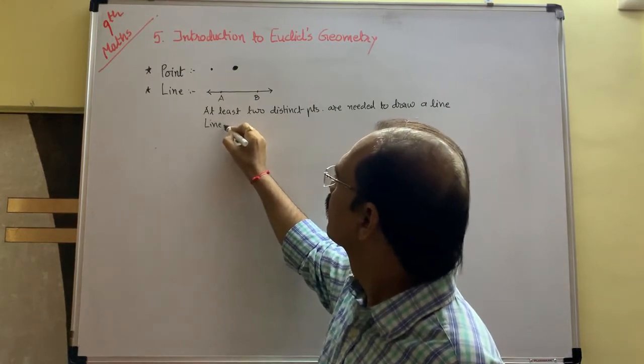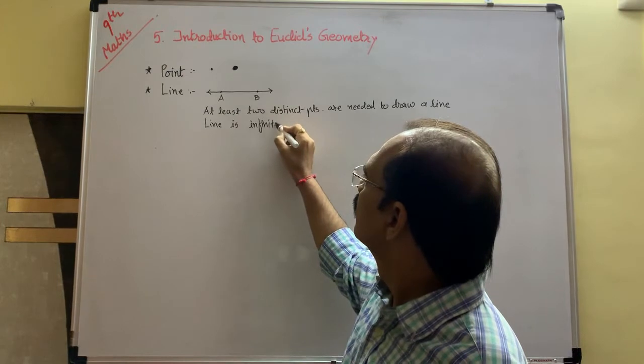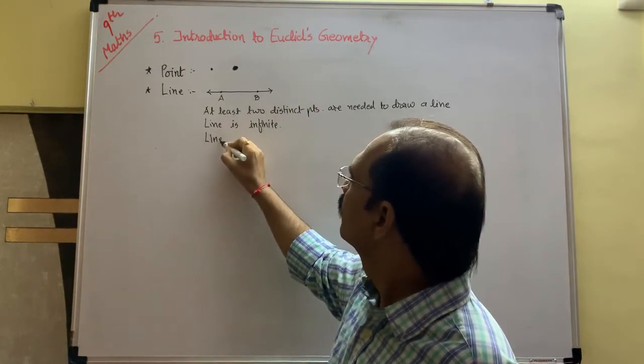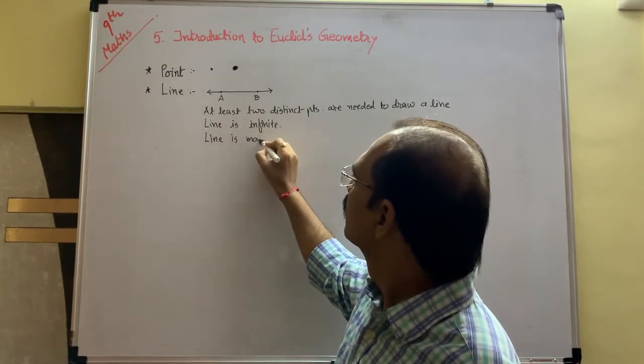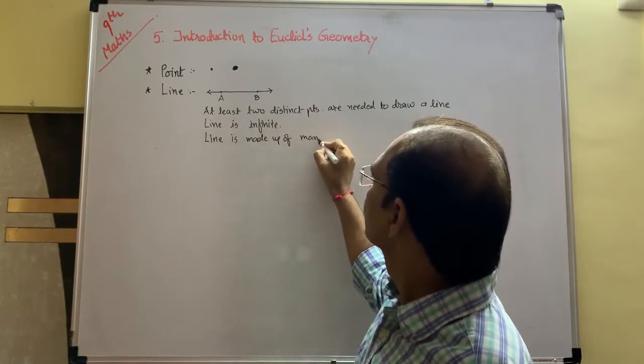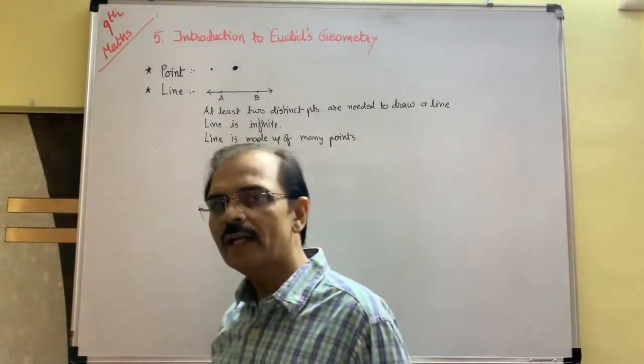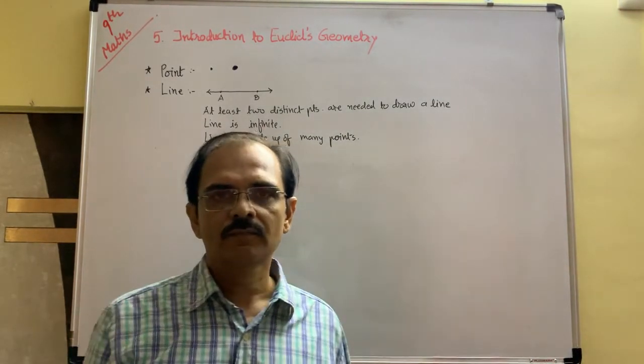Line is infinite. Line is made up of many points. Many means infinitely many points are there. Okay?